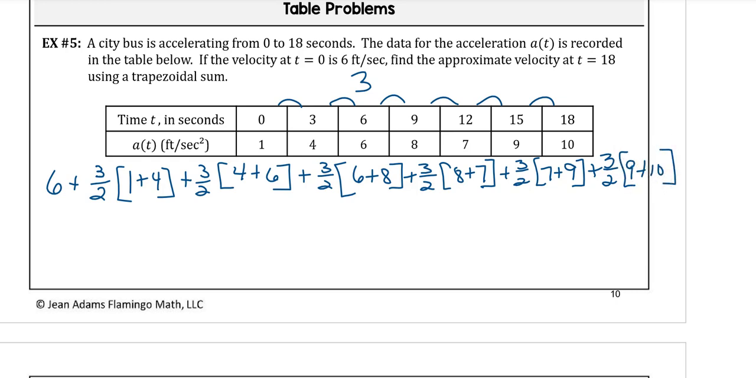And when I go to simplify this, and I'm assuming that I don't have a calculator, I'm going to group them together. So I'm going to have 3 halves times, factor that out. I have 1 1, and then I have 2 4s. I have 2 of everything else except the last number.